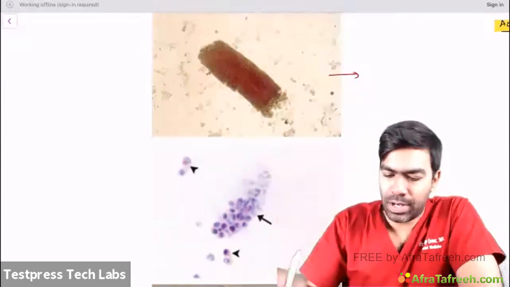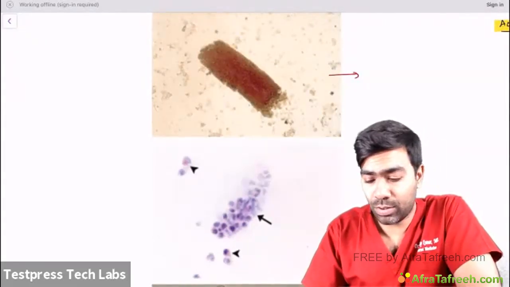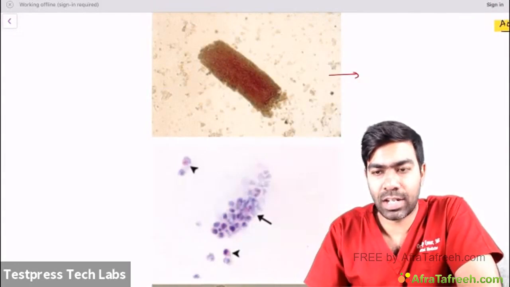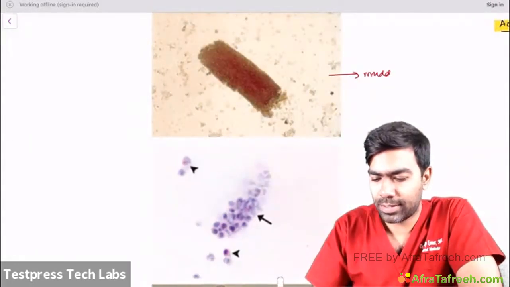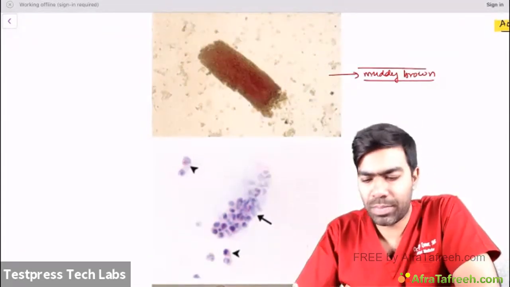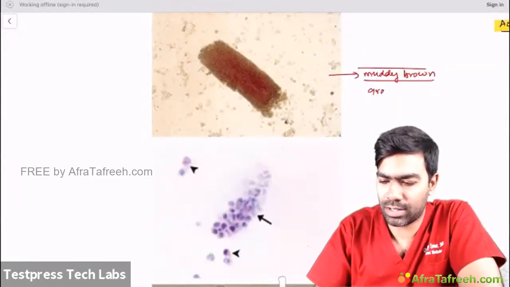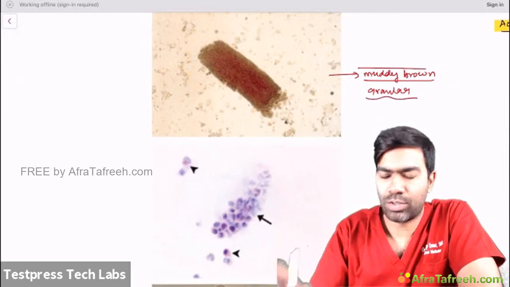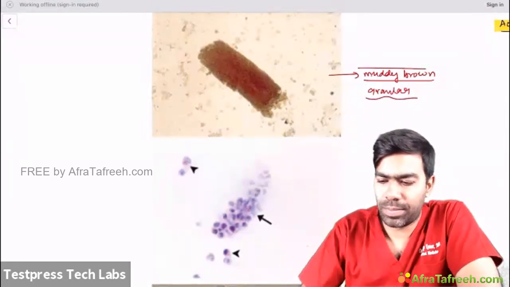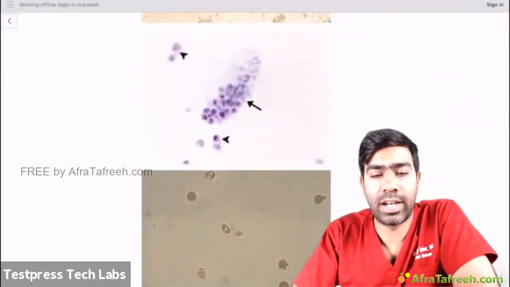No, this is a muddy brown cast. I don't think you see any cells here. I don't think you see any RBCs here. This is the typical example of a muddy brown cast. This is not an RBC cast. RBC will be a little more pronounced and it will not be much concentrated like this. This is a typical example of a muddy brown cast or a granular cast that you see. So typical example, acute tubular necrosis. What is this one? Any idea?